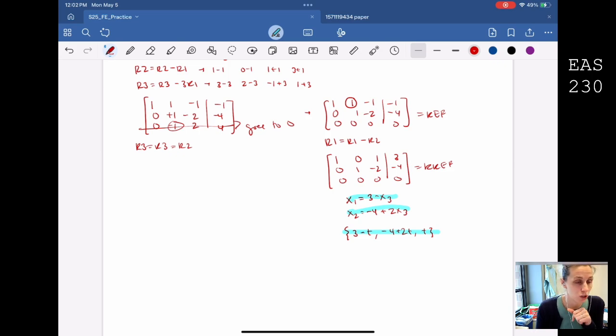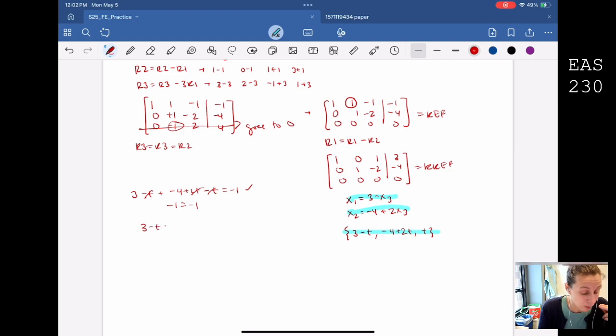To verify your solution, just plug it back into the system of equations. So we have x1 plus x2 minus x3 equals negative 1. I will do it in terms of t, just less writing. 3 minus t plus negative 4 plus 2t minus t equals negative 1. So the t's cancel, which gives me negative 1, correct? So negative 1 equals negative 1. I can plug in the next one.